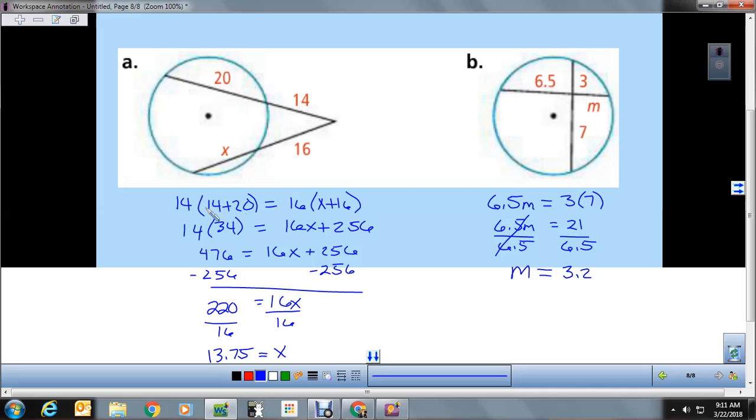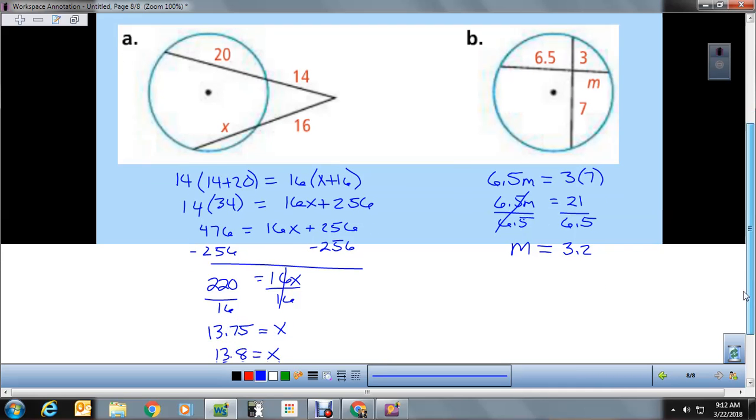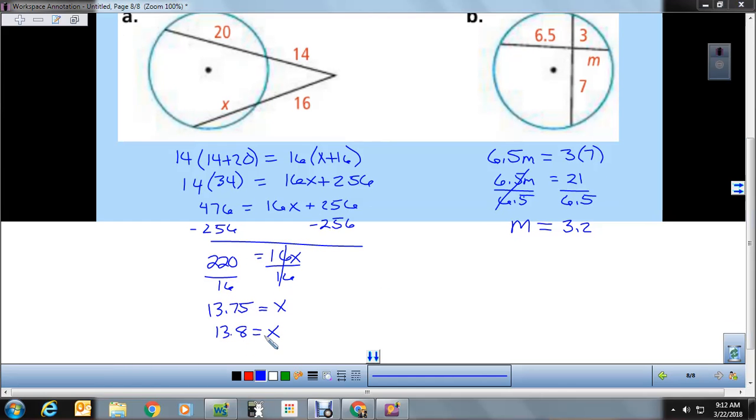Okay, so let's make sure you set this up correctly. It's the outside length 14 times the total length of 14 plus 20, equal to the outside length of 16 times the entire length of 16 plus x, or x plus 16. So I combine these to get 34. 14 times 34 is 476. Distribute the 16, so we get 16x plus 256. Bring this 256 over, subtract to get 220 equals 16x. Divide by 16, and that comes out to be 13.75, which rounds to 13.8.